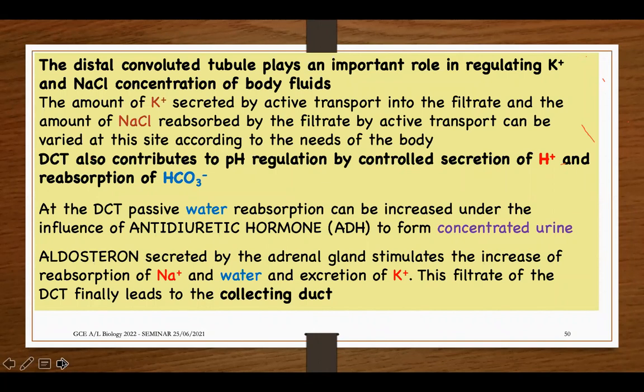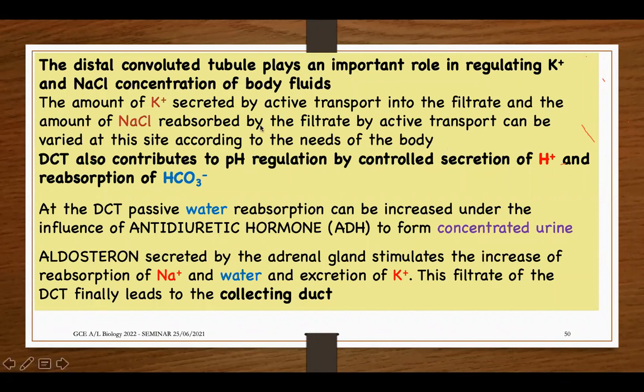And here in the distal convoluted tubule, now hormones will start to act. Okay, I told you there are osmoreceptors in our brain, and these osmoreceptors will get stimulated and act on the glands that secrete hormones for reabsorption or secretion of certain substances. Okay, so aldosterone is secreted by the adrenal gland. The adrenal gland is found above the kidneys. So aldosterone secreted by the adrenal gland stimulates increased reabsorption of Na plus and water and excretion of K plus.